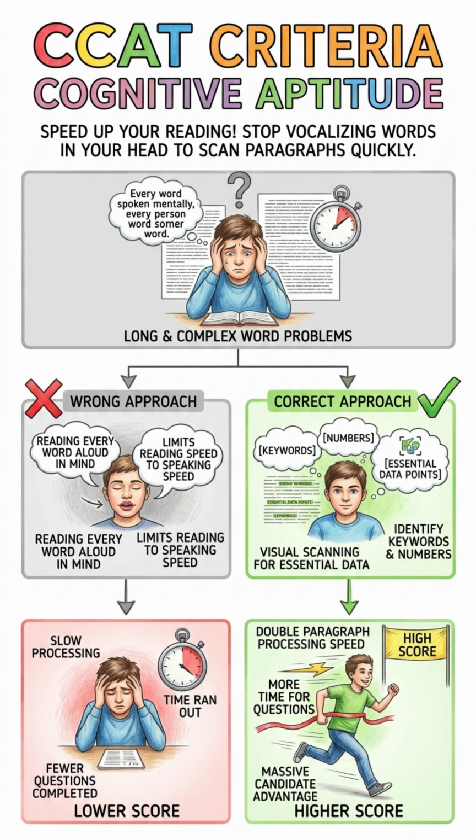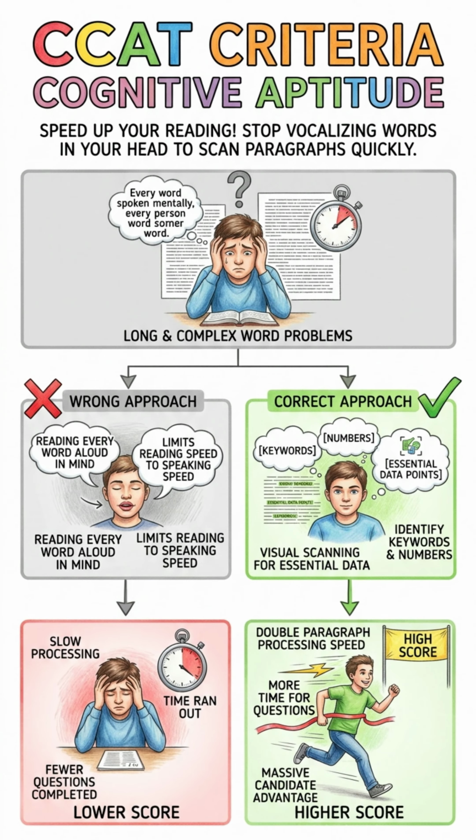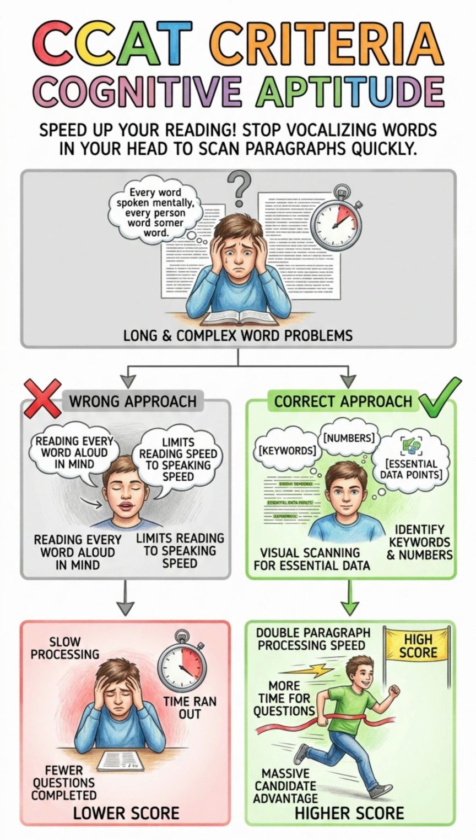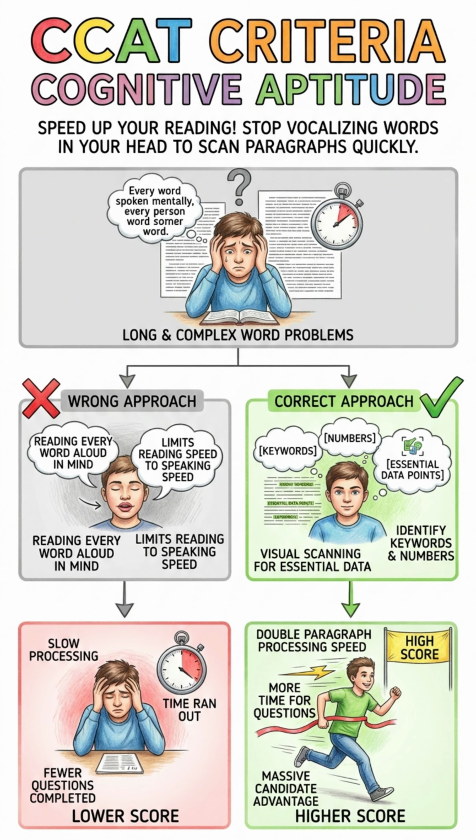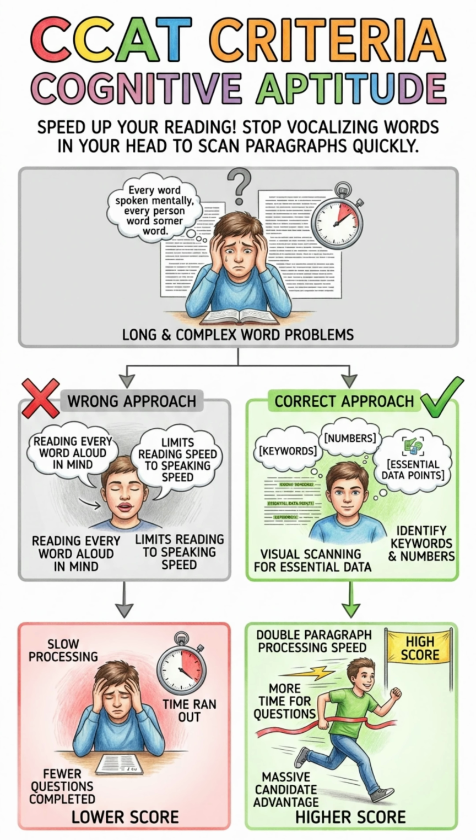Reading speed is a massive factor on this assessment, especially during the long word problems and logical syllogisms. The best way to read faster is to stop vocalizing the words in your head, a habit known as subvocalization, which limits your reading speed to your speaking speed. Train yourself to visually scan sentences for keywords and numbers rather than reading every single word aloud in your mind. Scanning for the essential data points allows you to process paragraphs twice as fast, giving you a massive advantage over other candidates.